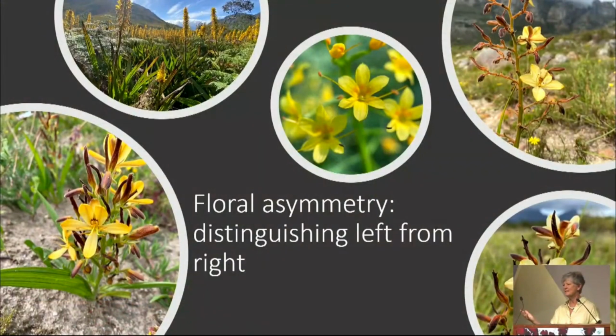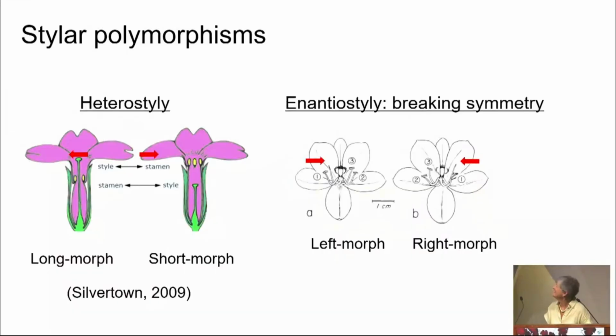So our previous speaker spoke about symmetry and breaking symmetry, so we're going to go from different asymmetrical peptides to asymmetrical flowers. So, the botanists in the audience might have heard about stylar polymorphisms, and heterostyly is one of the most well-known stylar polymorphisms, where you get a long morph and a short morph.